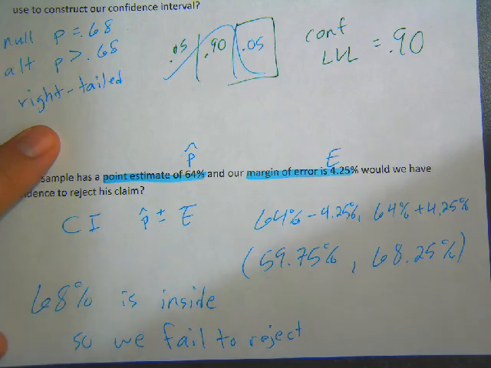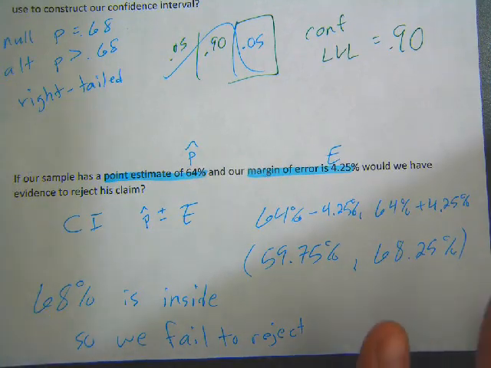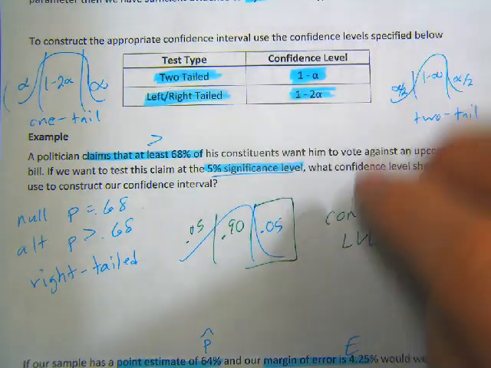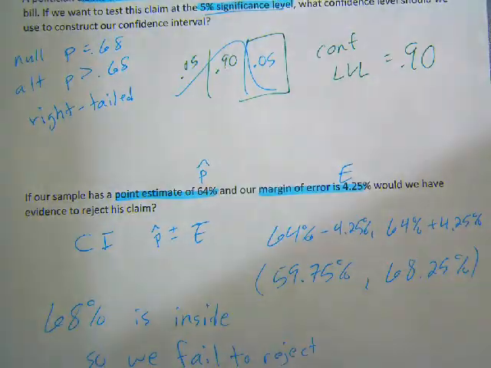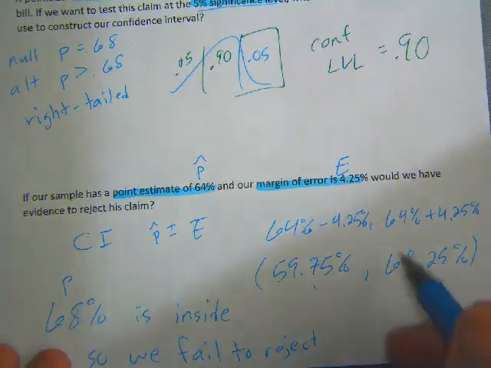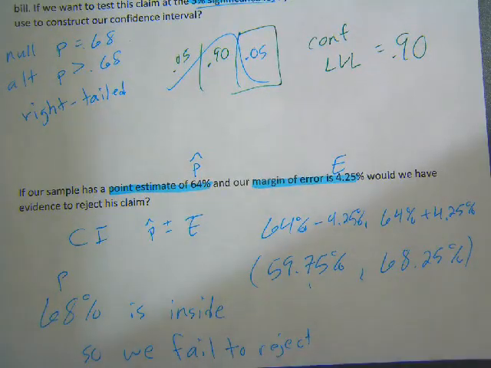And that's how you do a test with a confidence interval. The hardest part with the confidence interval one is really coming up with the appropriate confidence level, so you have to be careful with that. Once you do that, you just build your confidence interval and then check and see if your number is inside. Is 68%, which was the claim value, the p, inside that region? If it is inside, you fail to reject it. If it's outside, so extreme it doesn't fit in your interval, that's when you can reject it.